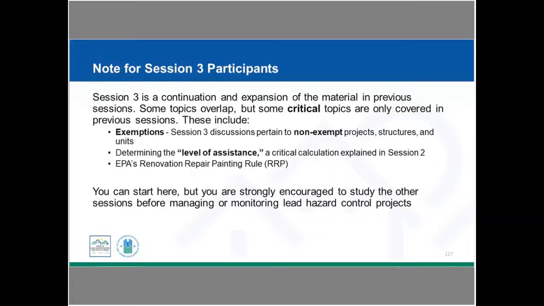So if you don't know how to determine those levels of assistance, go back and listen to session 2, because we went over quite a few slides and quite a few examples of how you determine what that level of assistance is. And then we also discussed in great detail EPA's RRP rule. That's the Renovation, Repair, and Painting rule. Anytime you're doing lead hazard control work, you need to have RRP certified firms, contractors, and workers. So knowing what that is and what those requirements are, how to get that certification for your contractors, as well as a lot of the work requirements that are needed, those were also reviewed in session 2. So you're welcome to stay with us if you missed the first 2, but please go back and bring yourself up to speed on those different topics.